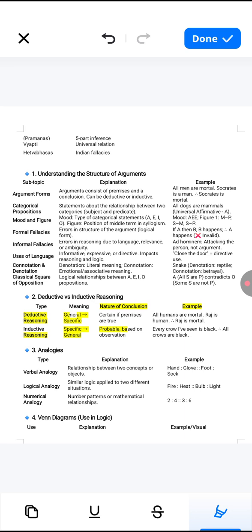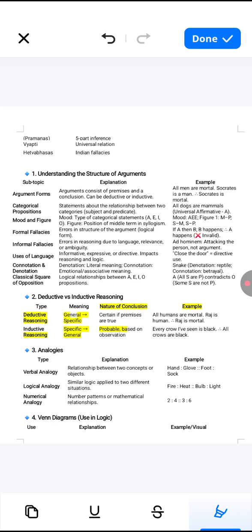Next we have analogies. We have three types of analogies. First we have verbal analogy, second logical analogy, and third numerical analogy. Verbal analogy means a relationship between two concepts or objects, for example hand and glove, food and shop.